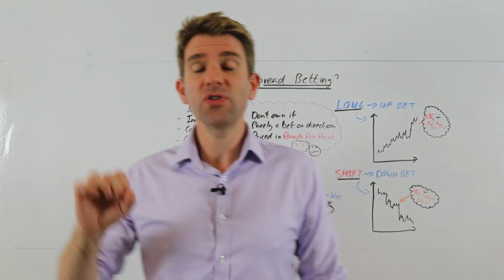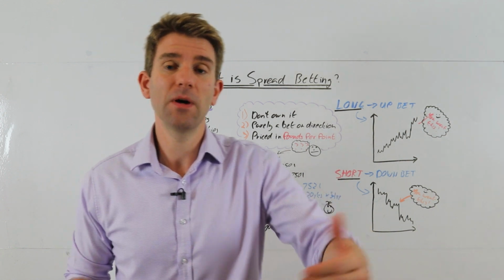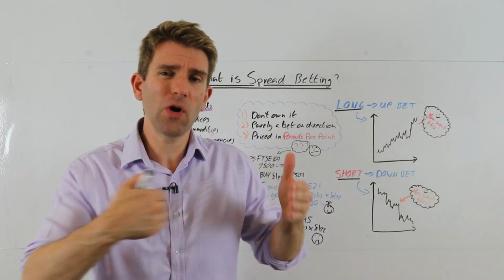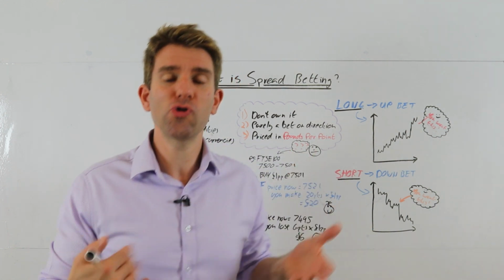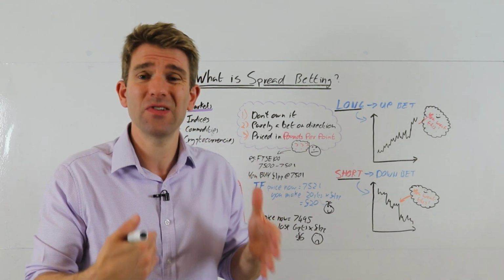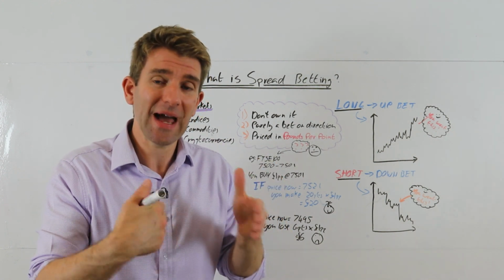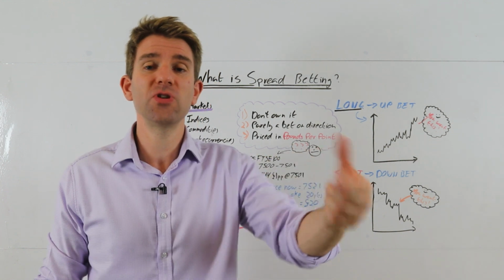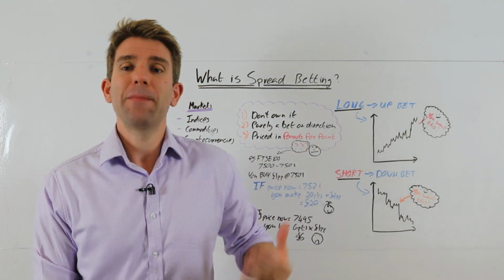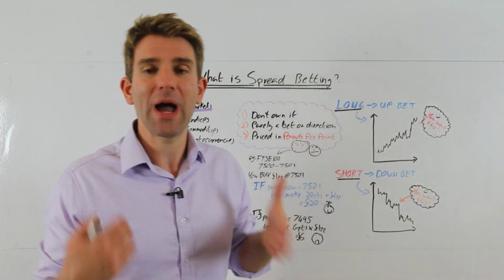And the leverage. Because you're betting pounds per point, effectively you're controlling quite a large amount of money. We call that the notional value. You don't have to worry about that too much, but effectively you only have to put up a small percentage of the position value. So you're basically betting on the movement with the money you have in your account.